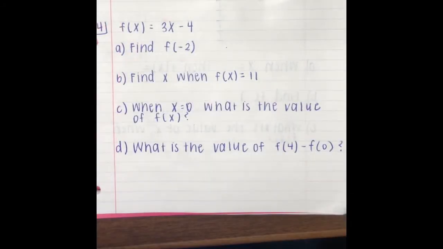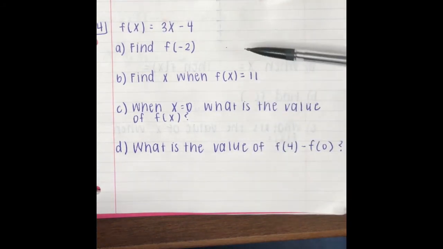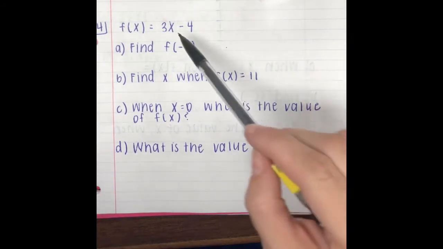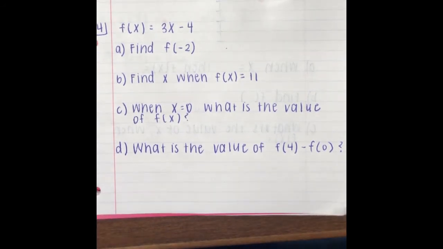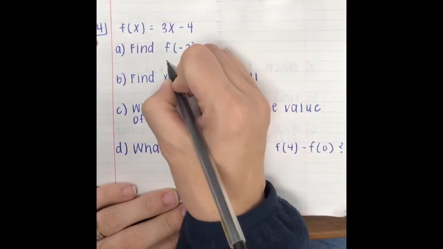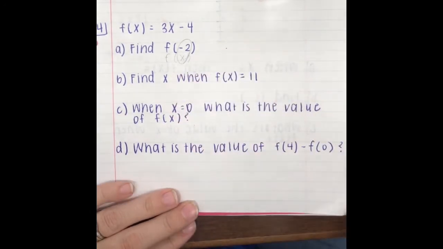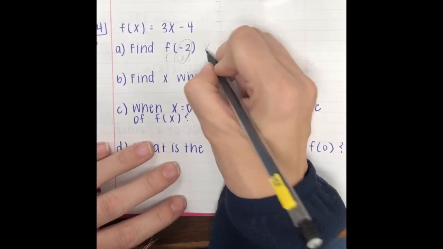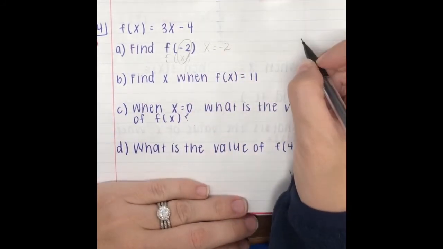All right, for example 4, we want to look at a few different A, B, C, and D, a few different ways you could ask different questions for the same equation, okay? So we just have a basic f of x equals 3x minus 4. A says find f of negative 2. Okay, we just went over one like this. This means if we look at f of x underneath, that my x was replaced with negative 2, meaning x equals negative 2.